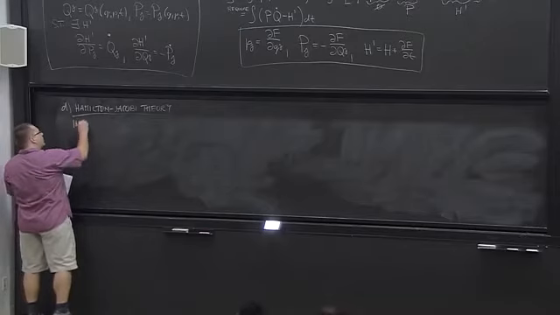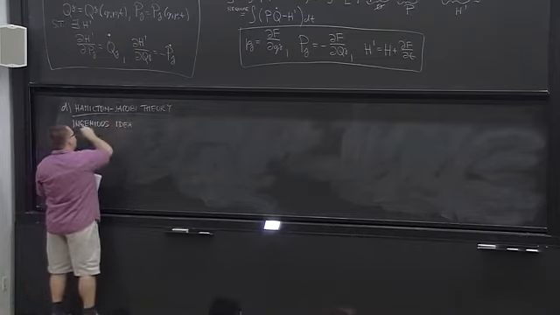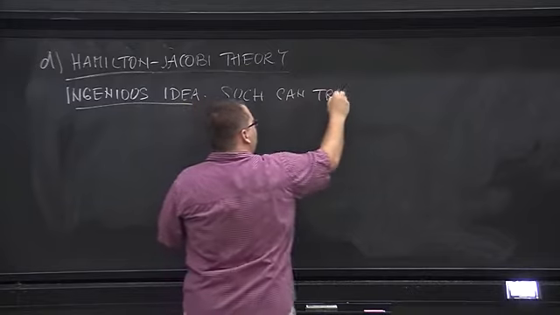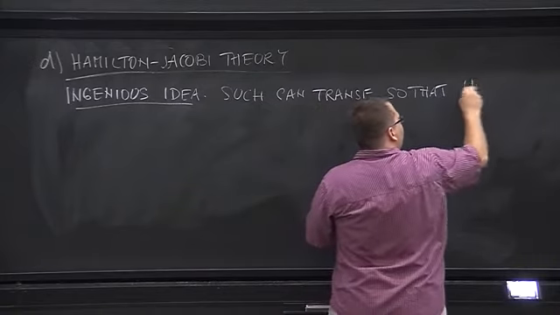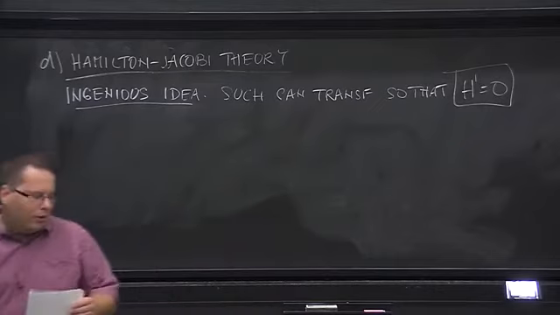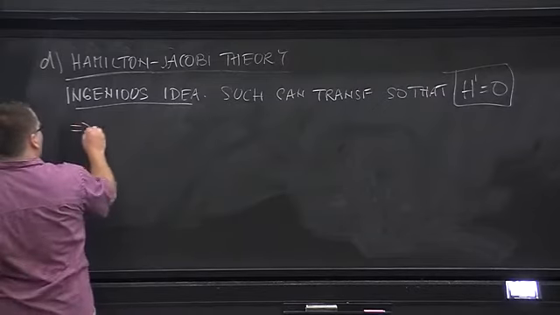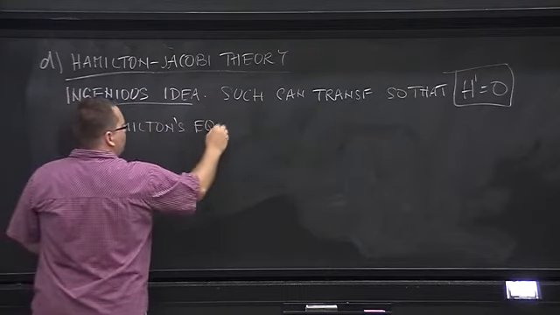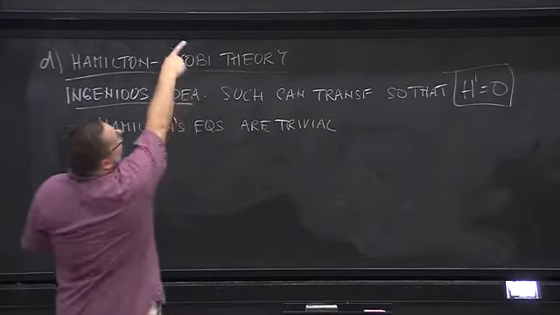So the ingenious idea is to do such a canonical transformation so that my new Hamiltonian H prime is identically equal to 0. Okay. Well, if I can do it, then Hamilton's equations are trivial, and I can actually write down the solution.